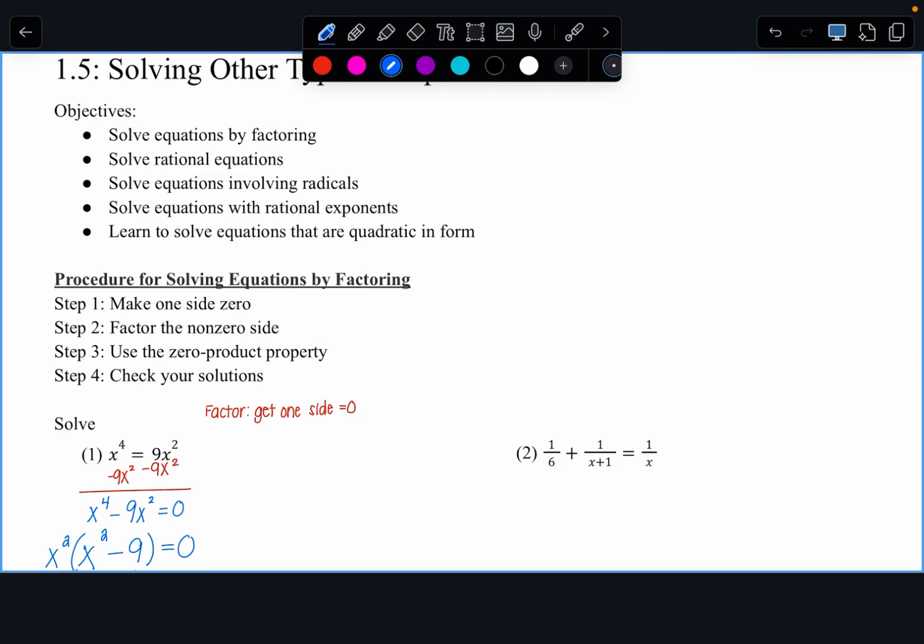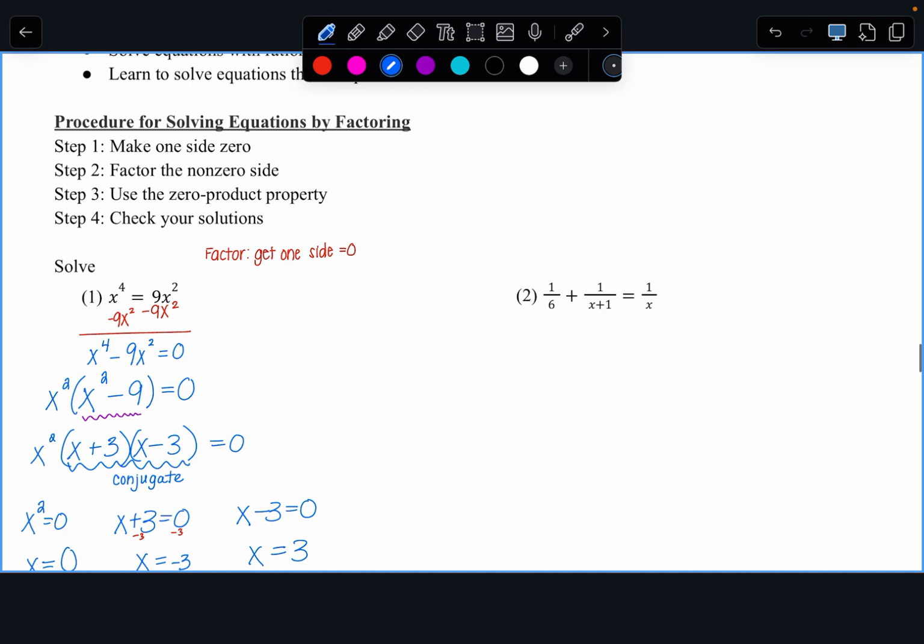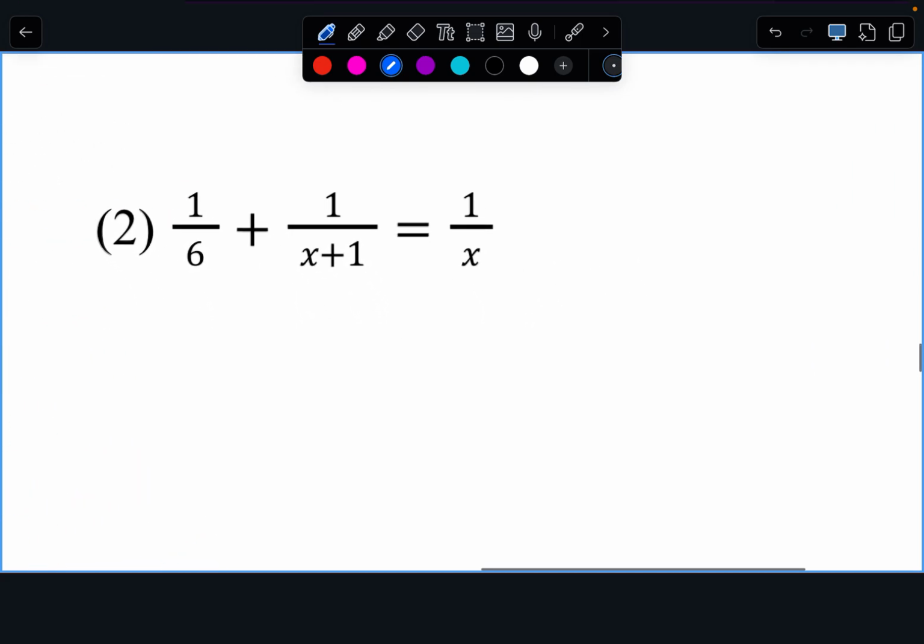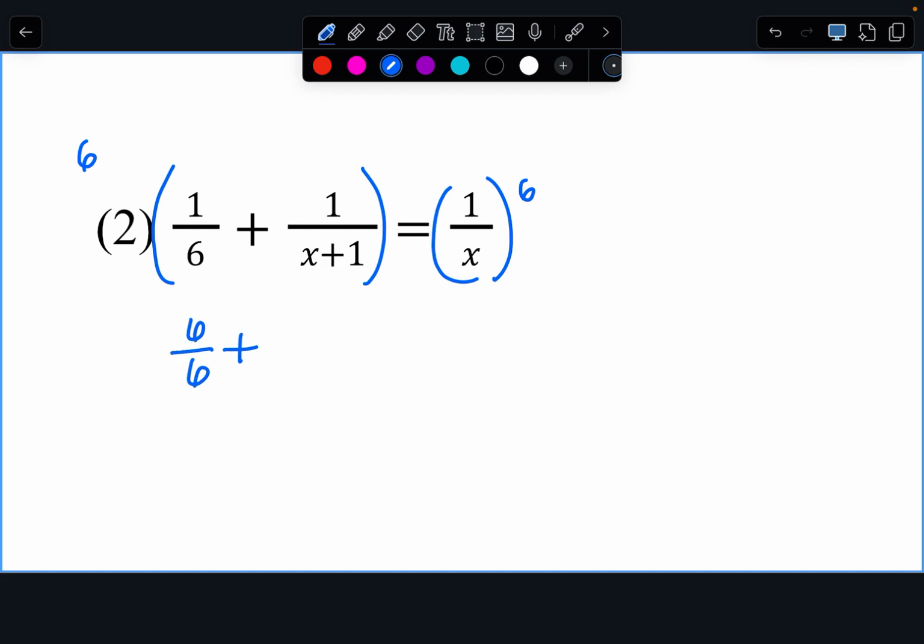So continuing with section 1.5, when we have fractions, our goal is to get rid of the fractions. In order to get rid of this first fraction, I'm going to have to multiply every numerator by 6. So this gives us 6 over 6 plus 6 over x plus 1 equals 6 over x.